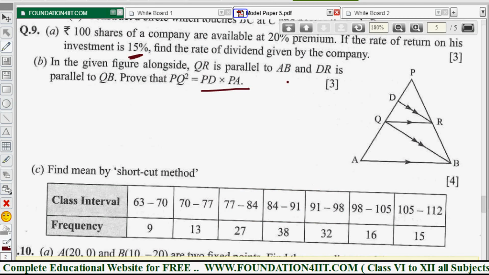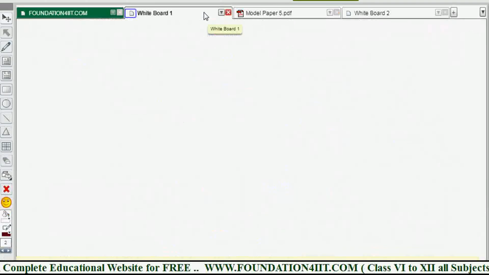Here the last one is: find the mean by shortcut method. Let us take this class interval and, by using the shortcut method mean formula, let us find out. The given class interval is exclusive, 63 to 70 and 70 to 77. Let me take the table and prove this. Let's see what else we get.